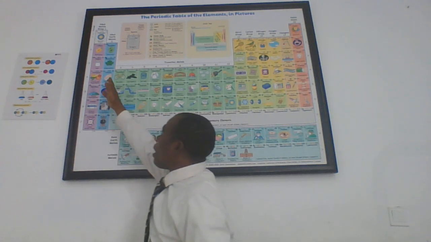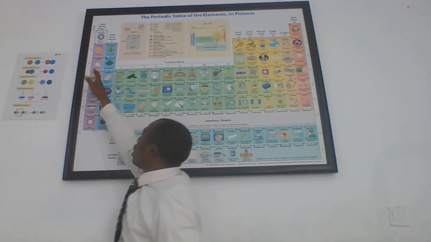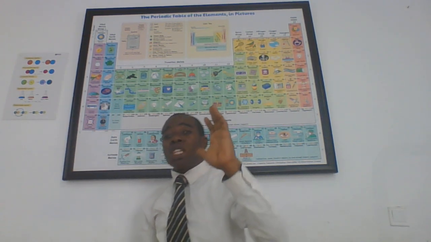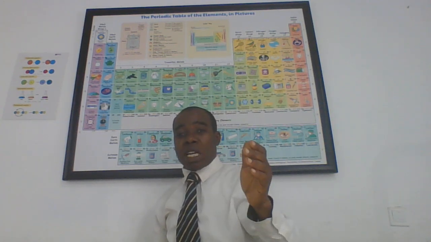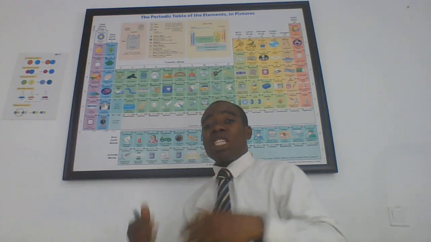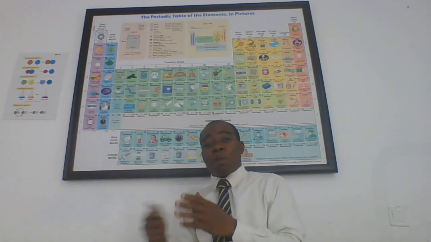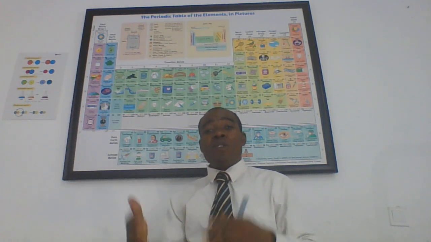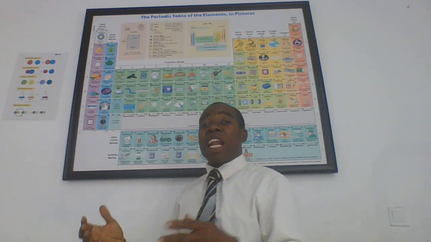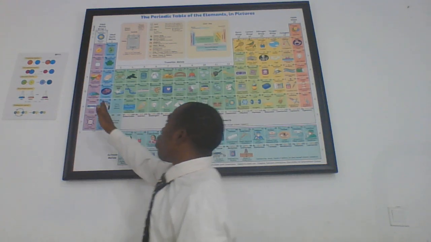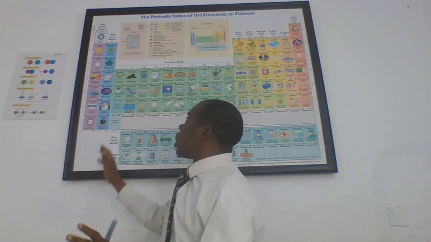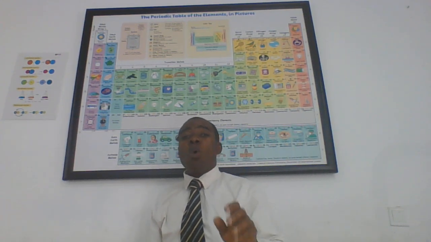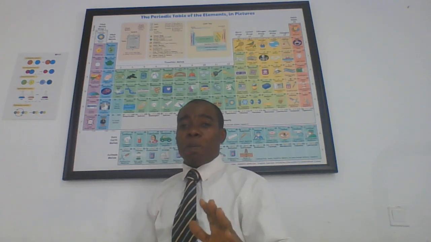Looking at this purple column here, this column is the group one elements, and we call the group one elements alkali metals. There's a reason for calling them alkali metals. When these elements react with water, they quickly form a solution that is alkaline in nature. So they are alkali metals. These elements belong to group one. In the periodic table, we have a total of 8 groups, while we have a total of 7 periods.